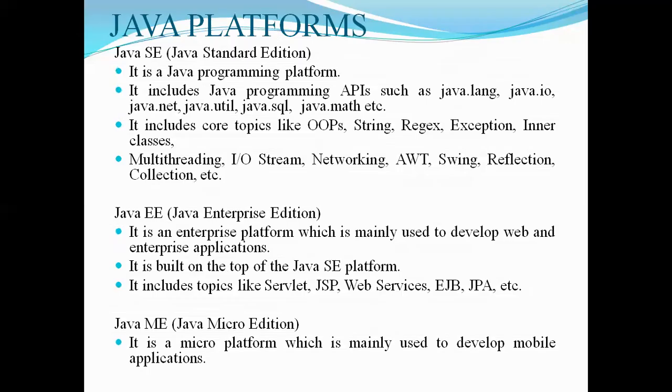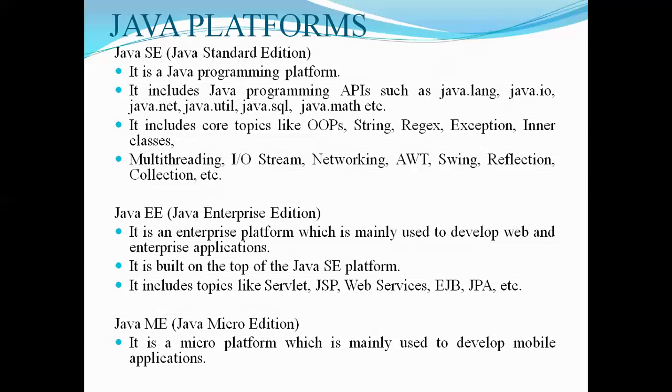Next one is the Java platforms. We have three types of Java platforms. The first one is Java SE or the Java Standard Edition. It includes Java programming APIs like java.lang, java.io, java.net, java.util, java.sql, java.math, etc. It includes technologies like OOPS, string, regular expression, exception, inner classes, multi-threading, IO stream, networking, AWT, Swing, reflection, collections, etc.